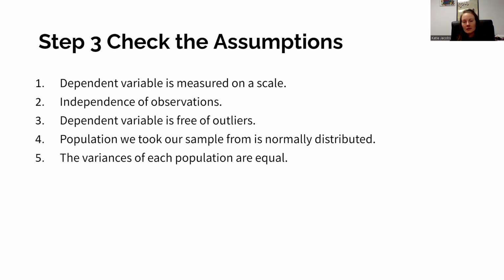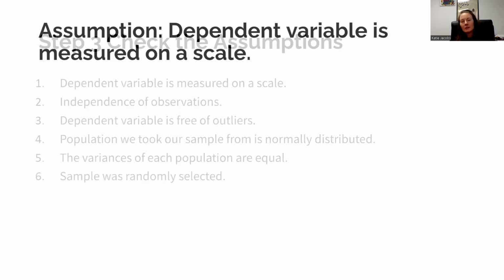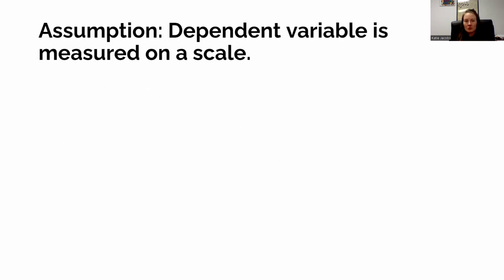We want the variances of each population to be equal. This is going to be a new one. They call that one also homogeneity of variances. We want the sample to be randomly selected from our population of interest. So now we'll go through each of these assumptions and review how to test for them.